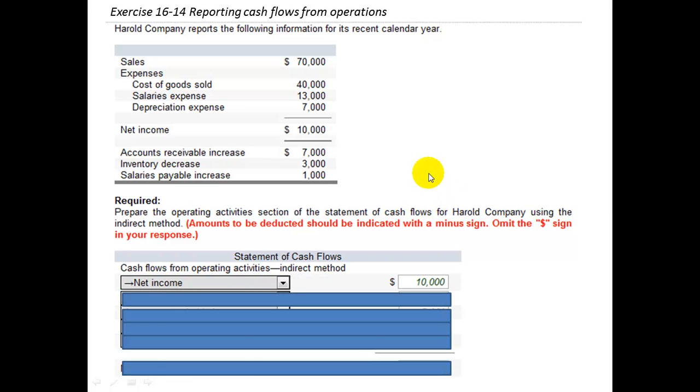So we start off with net income. Net income is $10,000, and that's from operations. So that starts it off with a plus.